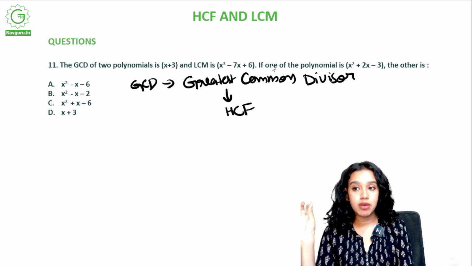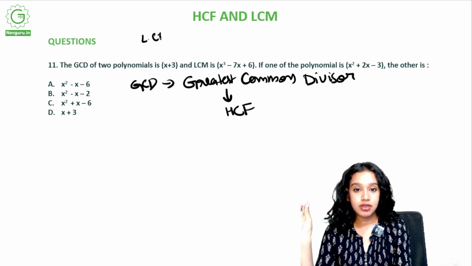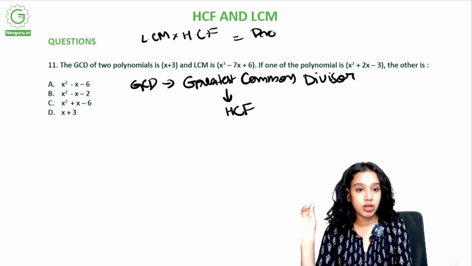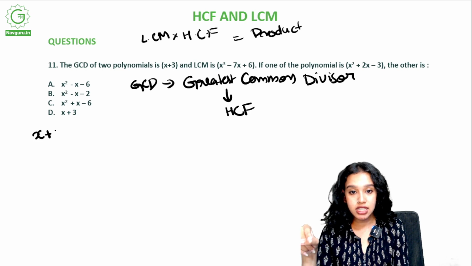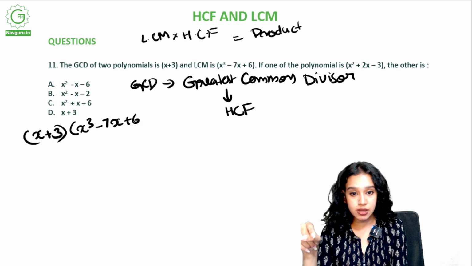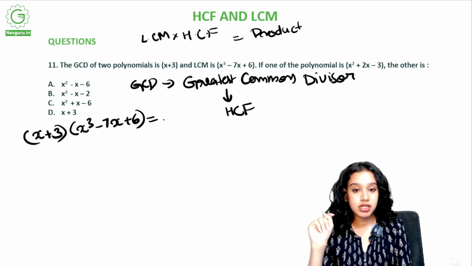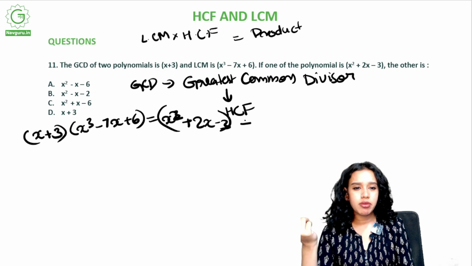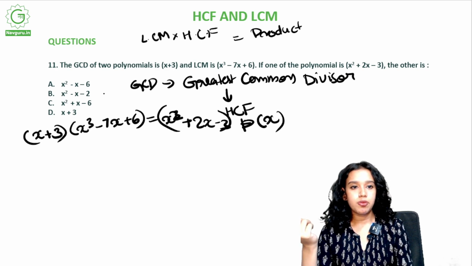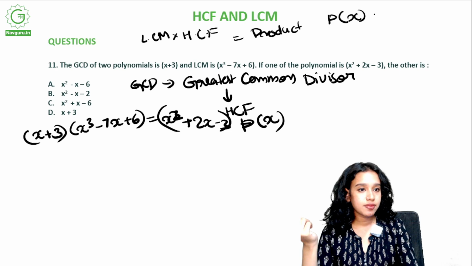So we are using the same property here, that is LCM into HCF of two numbers is equal to the product of the two numbers. Instead of numbers, we have polynomials here. So the HCF of the polynomials is x plus 3 and the LCM is x cube minus 7x plus 6, which is equal to one of the polynomials given here, which is x square plus 2x minus 3. And we have to find the other polynomial. Let me name it P of x. P of x is the polynomial we have to find.